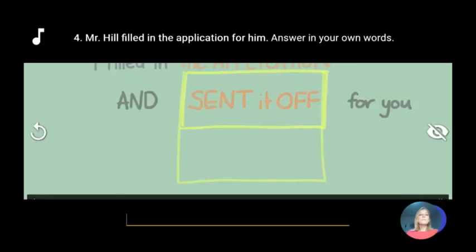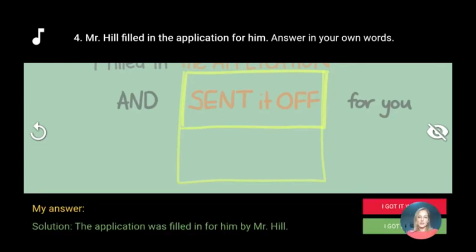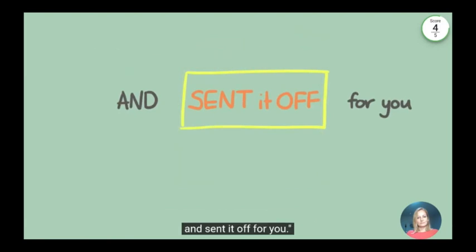Okay, the next one is Mr. Hill filled in the application for him. Let's check. The application was filled in for him by Mr. Hill. This is the first sentence where the doer of the action, the performer, Mr. Hill, is important. So we added him by Mr. Hill.